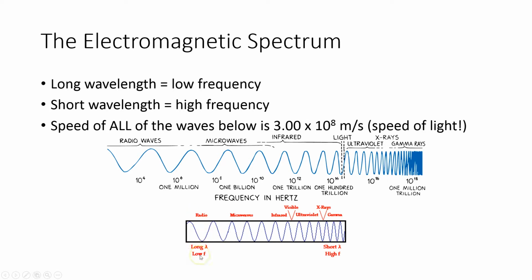So another diagram down on the bottom just shows you that radio waves have a very long wavelength, a very low frequency. Our frequency increases and our wavelength decreases as you move right, so that gamma rays have the shortest wavelength and the highest frequency.